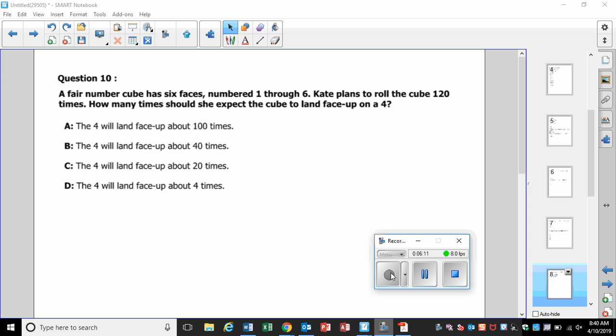Question 10. A fair number cube has 6 faces, numbered 1 through 6. Kate plans to roll the cube 120 times. How many times should she expect the cube to land face up on a 4? Choice A, the 4 will land face up about 100 times. B, the 4 will land face up about 40 times. C, the 4 will land face up about 20 times. D, the 4 will land face up about 4 times.